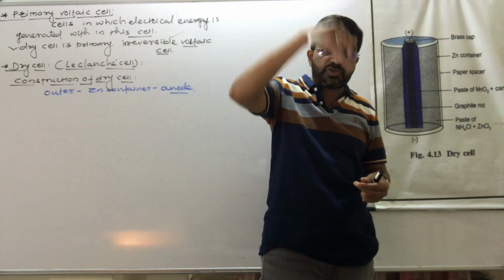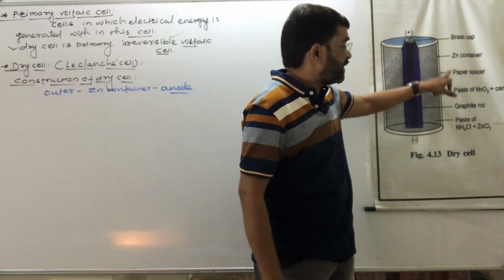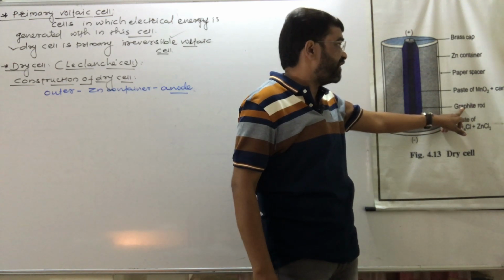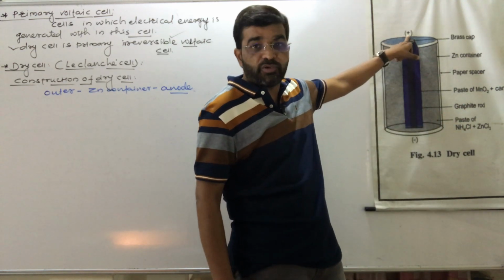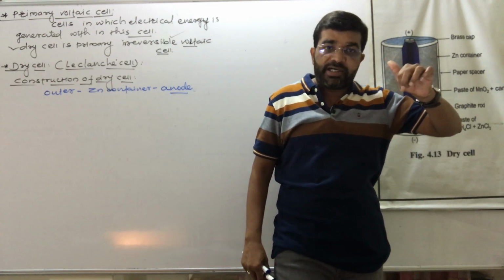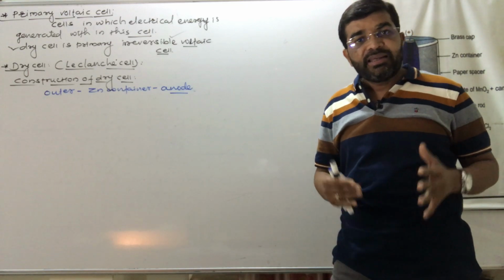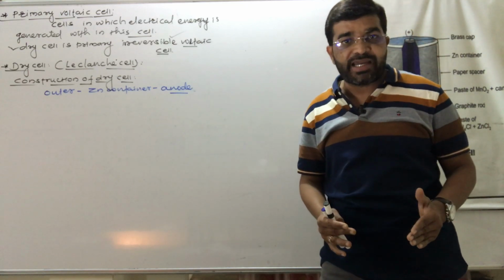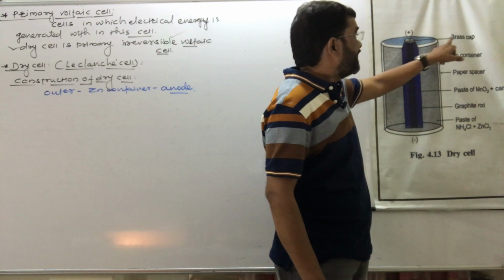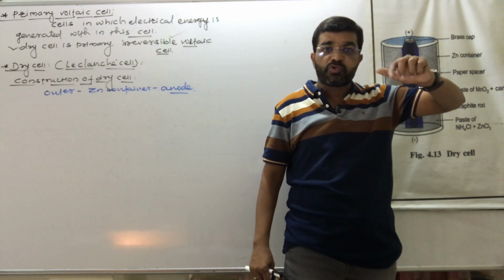At the center of this vessel a carbon rod is placed, and this carbon rod acts as a graphite rod, that is, it acts as the cathode, for good electric contact. So that we get good electric contact, a brass cap is fitted on top of it.